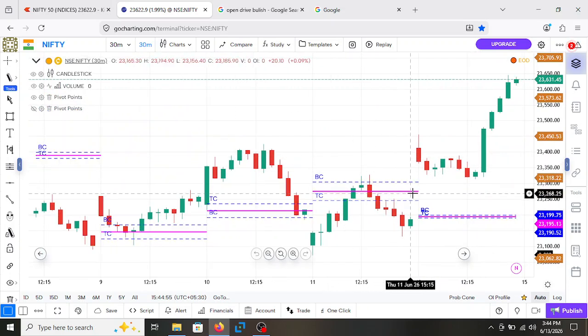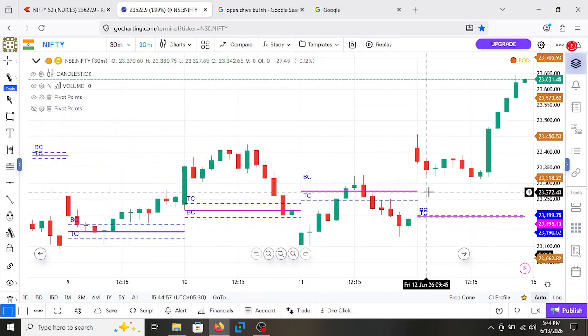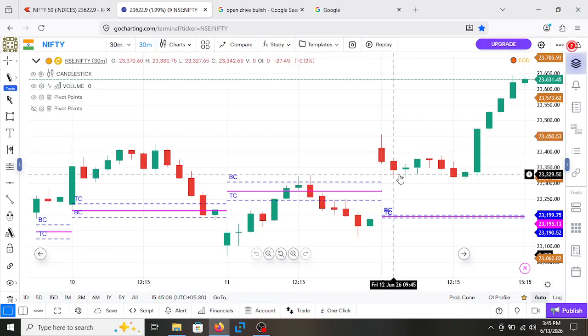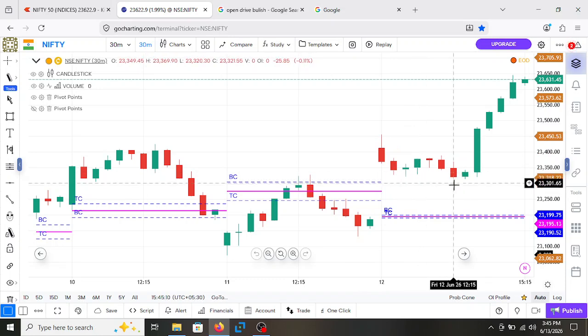Now let's see what happened on 12th of June. Nifty opened here, tested some higher level and fell. So this is the open test drive bearish, and it extended the range down here.